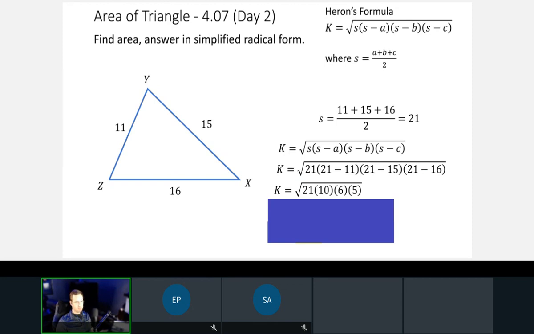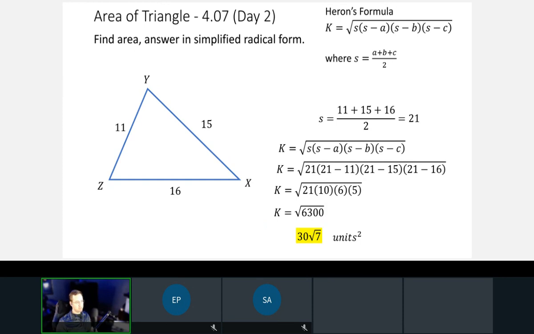21 minus 11 is 10. 21 minus 15 is 6. 21 minus 16 is 5. That looks good. And then type this step in. And remember, we want simplified radical form. So we got radical 6300. Simplified is 30 rad 7.